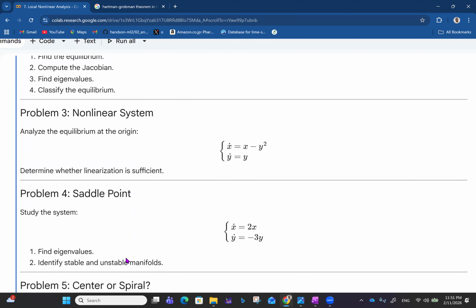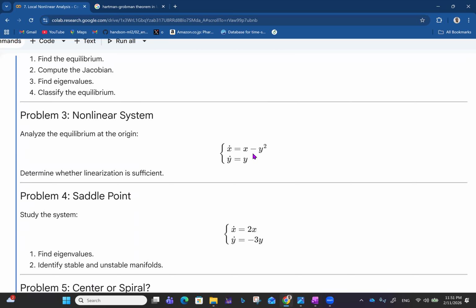Then for 3 and 4 now, you have a nonlinear system where x dot is x minus y squared, y dot is y. So determine whether linearization is sufficient. Okay, you want to check that out. Linearization is only sufficient if the equilibrium points are hyperbolic, right?